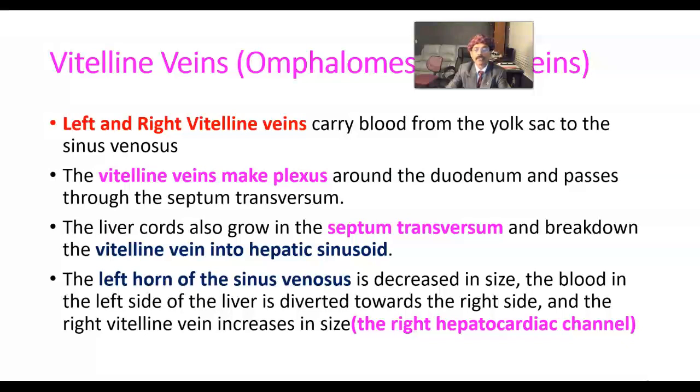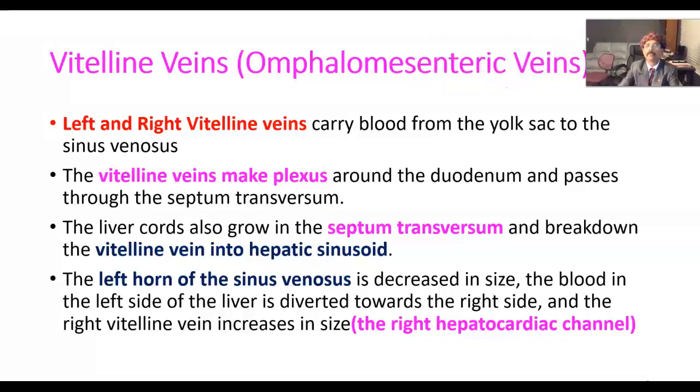Dr. Dewan S. Raja: Today I will discuss the vitelline veins and their derivatives. Vitelline veins are also called omphalomesenteric veins. The right and left vitelline veins carry blood from the yolk sac to the sinus venosus. We can say they carry blood from the umbilical vesicle to the primitive heart area.